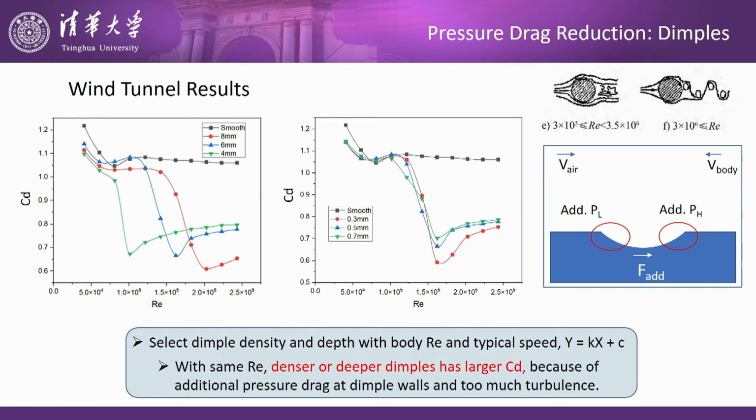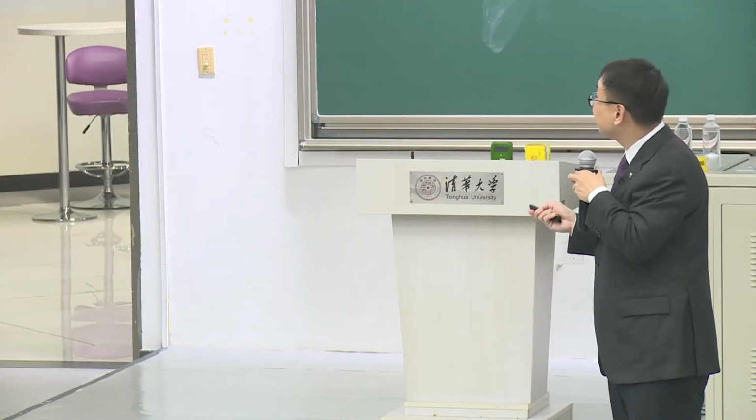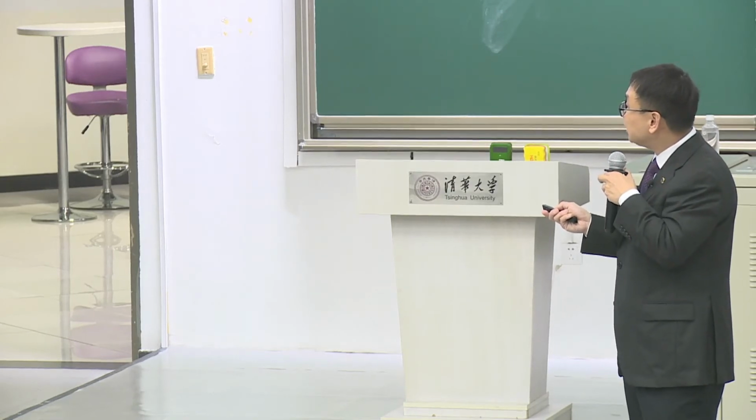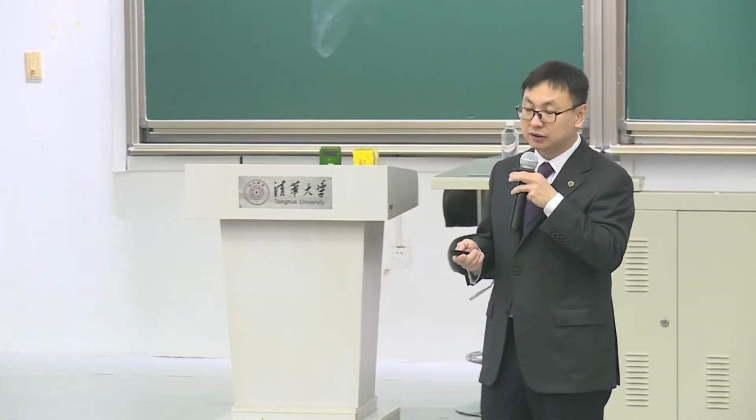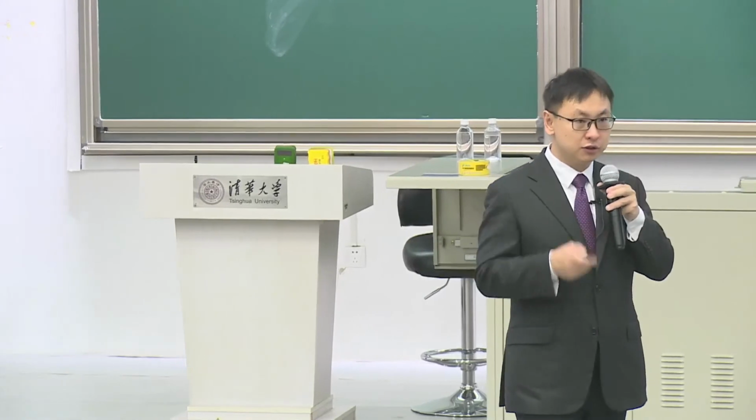And for the same density, we found, interestingly, that 0.3 has a smaller CD than 0.7. Why? Because here we have another additional pressure drag on the dimple structure. When the airflow goes this way, here we have a low pressure, here we have high pressure, and they generate additional force. That's why everything should not be too much. Okay. And now we have this density and depth, so we can calculate the correct dimple structure for athletes for different sports.